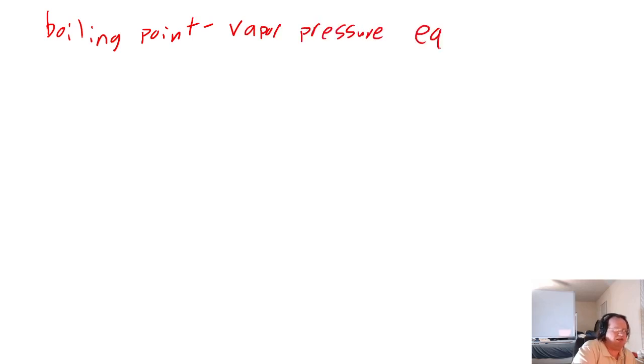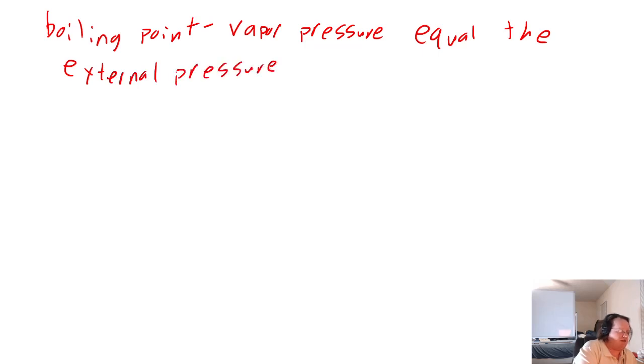What's happening at the boiling point is once you reach there, the vapor pressure is going to equal the external pressure. So for example, if you are at sea level your atmospheric pressure is going to be 1 atmosphere. So once your vapor pressure hits 1 atmosphere for your particular substance, you raise the temperature enough to get to 1 atmosphere, you're now at the boiling point, and it can now readily boil.